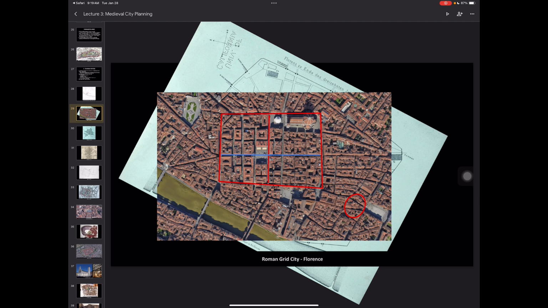Now, what do you guys think this was? It's an oval, right? So what do you guys think an oval shape meant during Roman times? Colosseum. Yes. So we have our amphitheater, right? This is where the Colosseum would have been, or their version of the Colosseum.